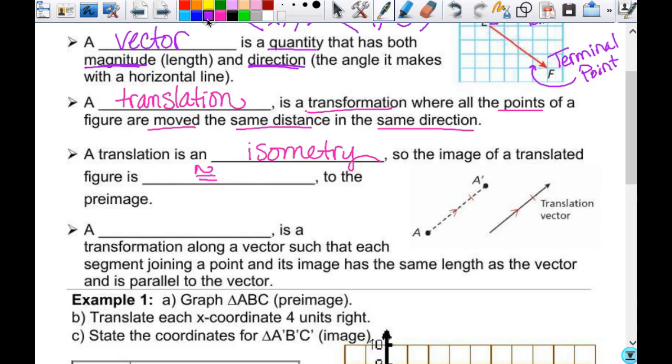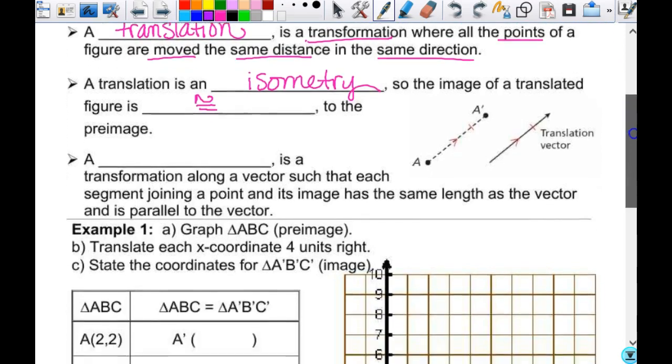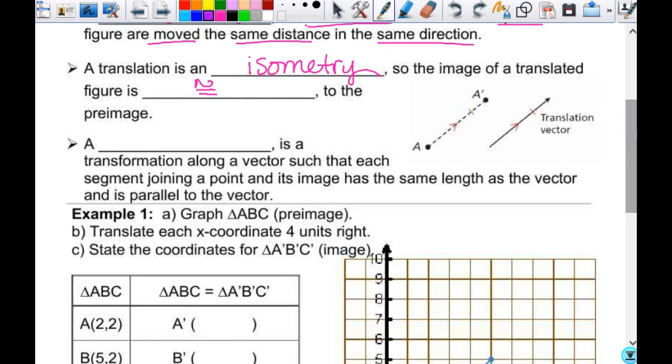Next is a different definition of a translation, a more vector-like definition. A translation is a transformation along a vector such that the segment joining a point and its image has the same length as the vector and is parallel to the vector. Okay, so let's think about this. I could set this vector down anywhere as long as I didn't change the angle or the length, and it would mean the same thing. So if I start at point A right here, and I'm going to translate it along this vector, that doesn't mean I have to move it over here.